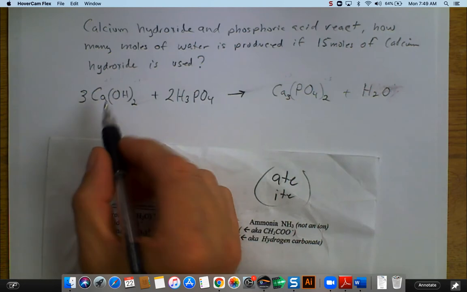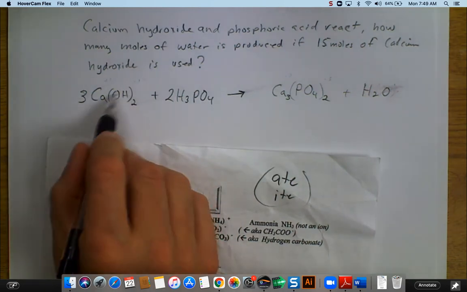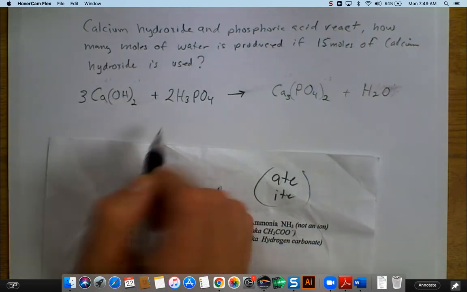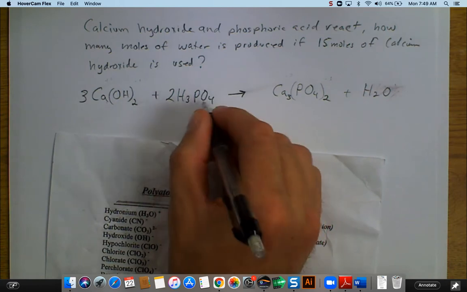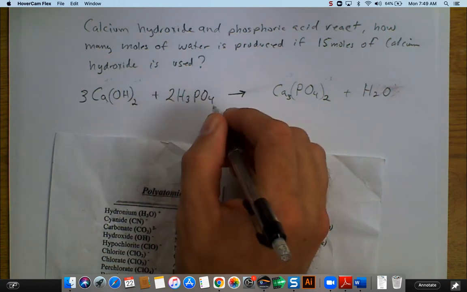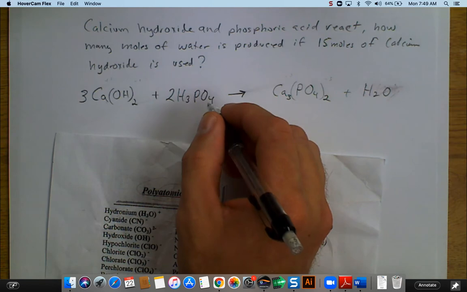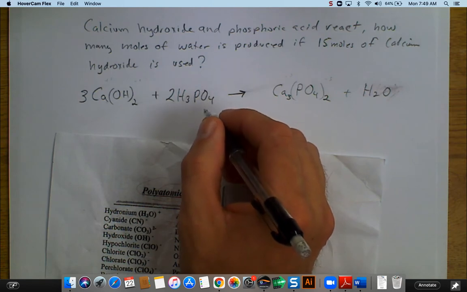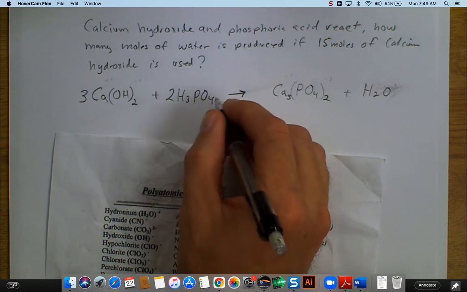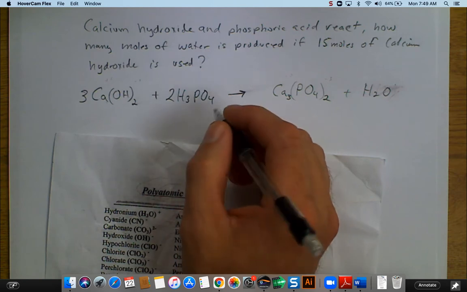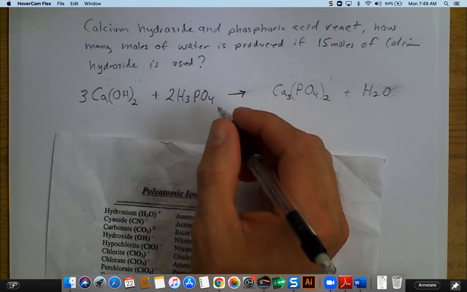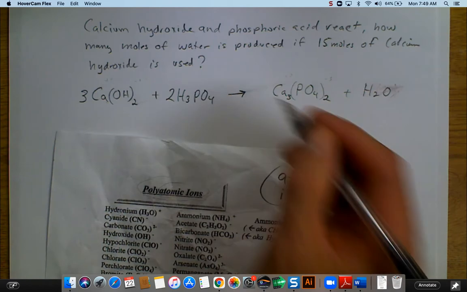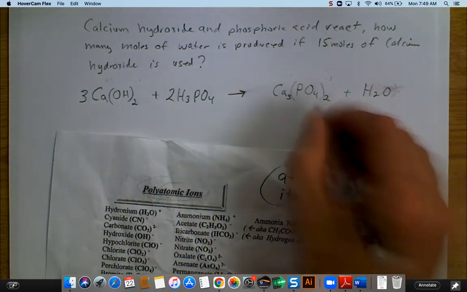Now let's look at oxygen. So if I look at oxygen, I've got 2 times 3, so that's 6 oxygens, plus another 4 times 2, so 6 plus 8, so that should be 14, right? And so let's go ahead and look over here at my oxygens.